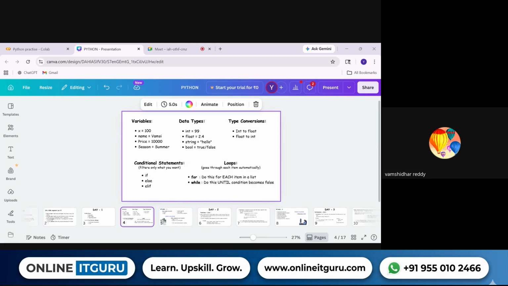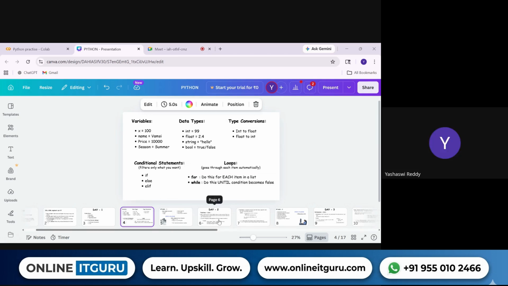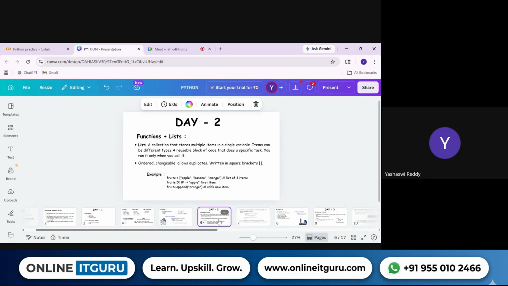A for loop goes on continuously, even though the condition is satisfied. But a while loop stops when the condition is not satisfied. Sorry. Okay, correct. Next, how about functions?